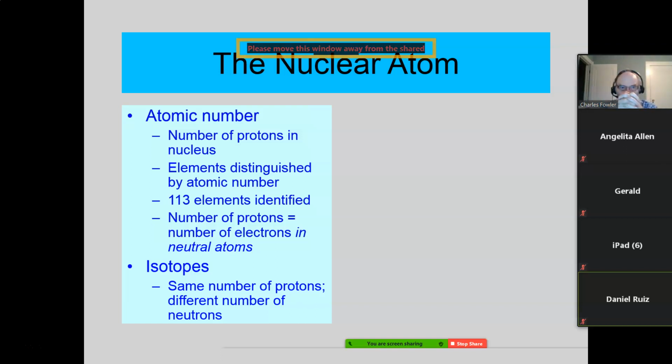Now, the number of protons always will equal the number of electrons. The protons are in the nucleus, the electrons are flying around the nucleus, and if you're in a neutral atom, a stable neutral atom, then the number of protons equals the number of electrons. So in an atom, that's the case.